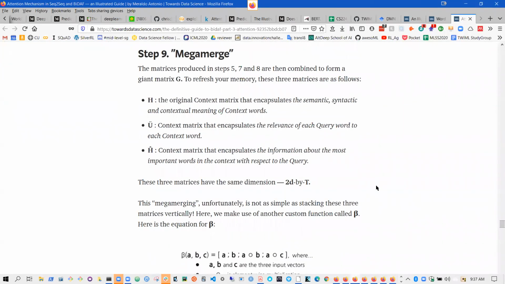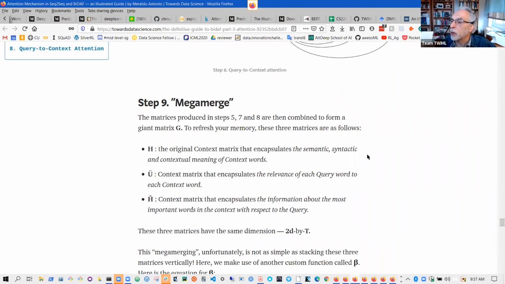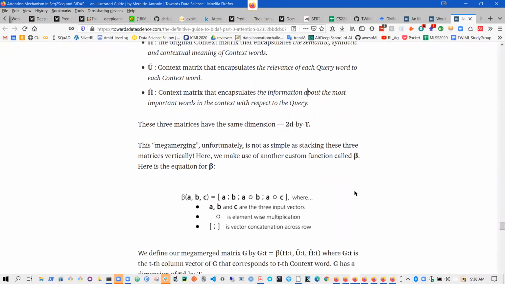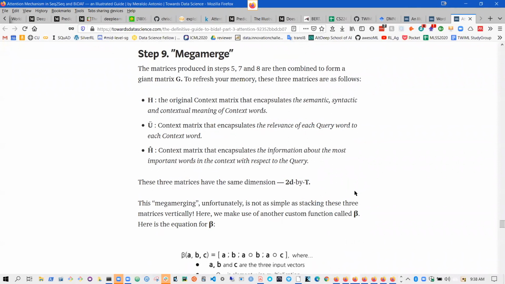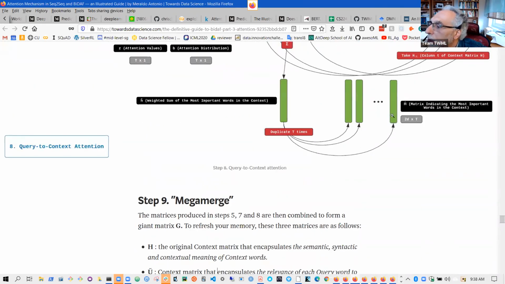And then the original context matrix, which, if you recall, combines three embeddings: the character, the word, and the context. That's in H, and then the two bidirectional attentions are in U tilde and H tilde, and then they throw all of that together and do the next 8D multiplication learning. So that points out that these three matrices all have the same dimension, 2D by T, and we see that here, 2D by T.